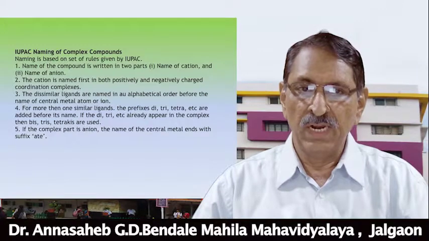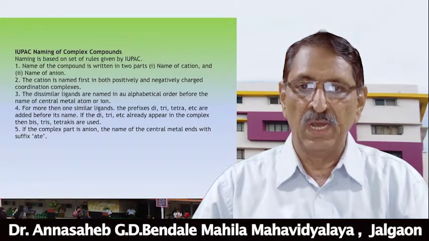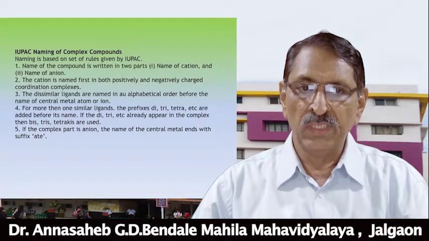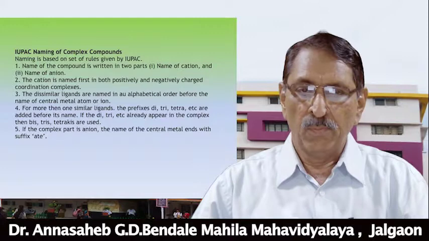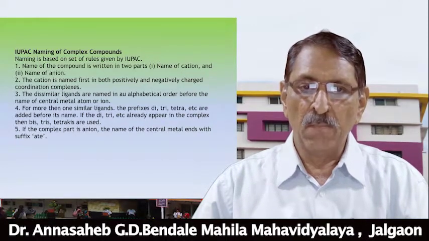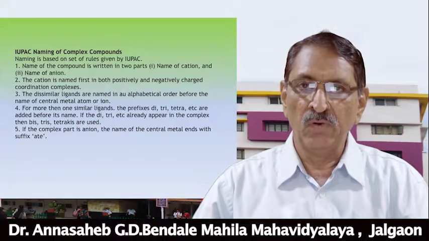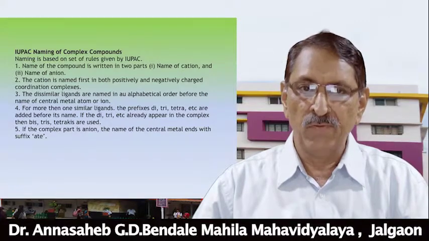Now, the fifth rule is that if the complex part is anionic, the name of the central metal ion ends with the suffix -ate. For example, take potassium ferrocyanide. In this potassium ferrocyanide, the complex part is anionic. So the name of the central metal ion, Fe or iron, ends with ferrate(+2), ferrate(II).